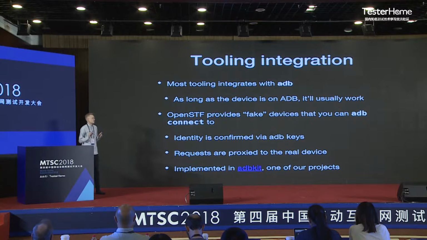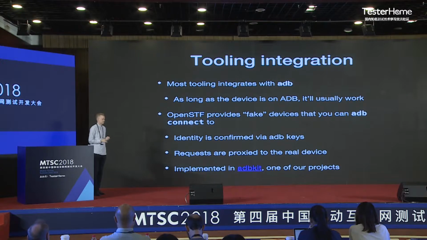But OpenSTF basically abuses this. Because ADB is able to connect to an external socket, OpenSTF pretends to be a device. It creates a fake device, which is just a socket server. It takes in a connection, maps that to a device, does some authentication with your ADB keys, which are sent with the handshake, and it proxies requests to the real device, and then it returns the result.